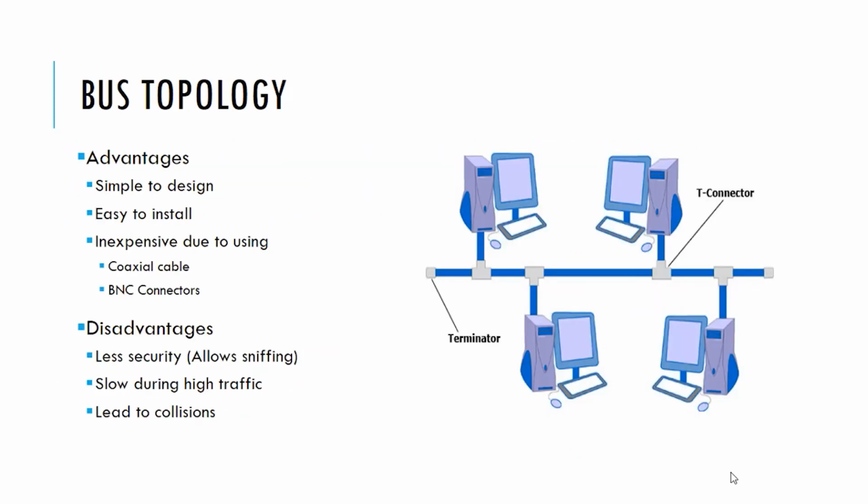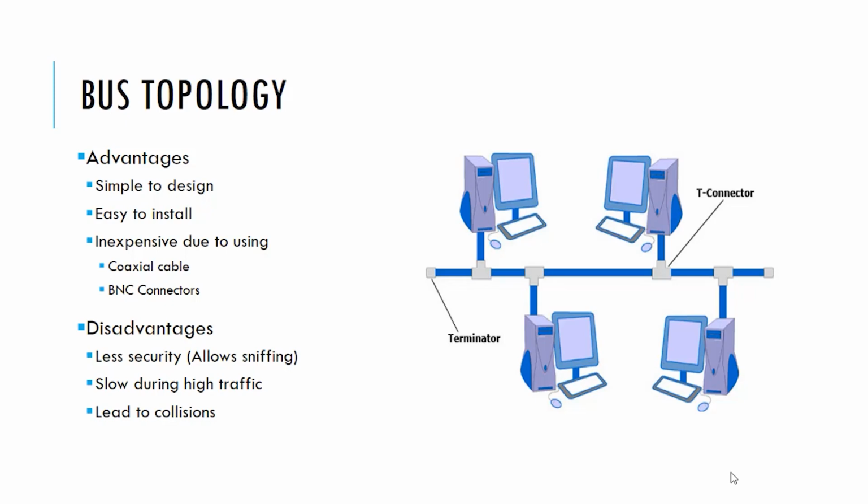The advantages of the bus topology are that it is very simple to design and very easy to install. It is also inexpensive due to using coaxial cables as the shared media and using BNC connectors. These types of connectors are very cheap, inexpensive, and very efficient in working.